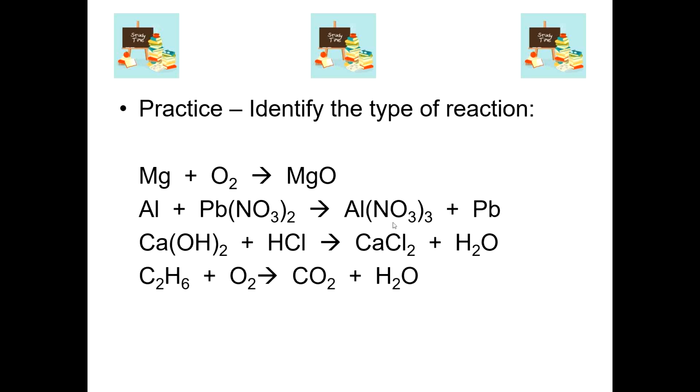This next equation, this should look familiar. This is combustion. So this is ethane, and we are combining it with oxygen to form carbon dioxide and water. So that's combustion. And then lastly, you have one reactant that splits apart into two products. So that is decomposition.